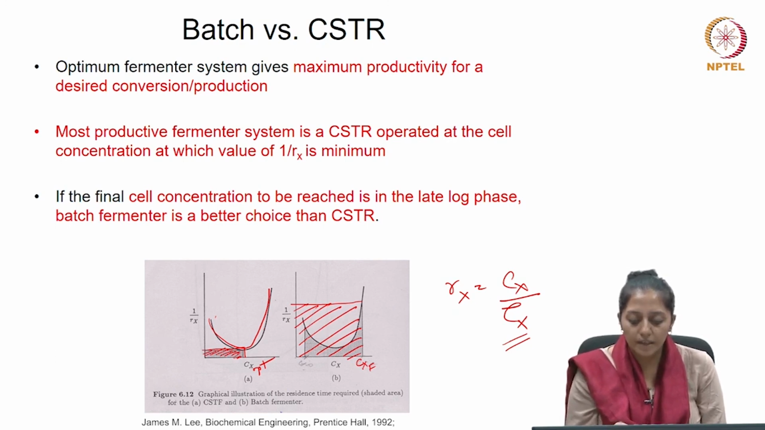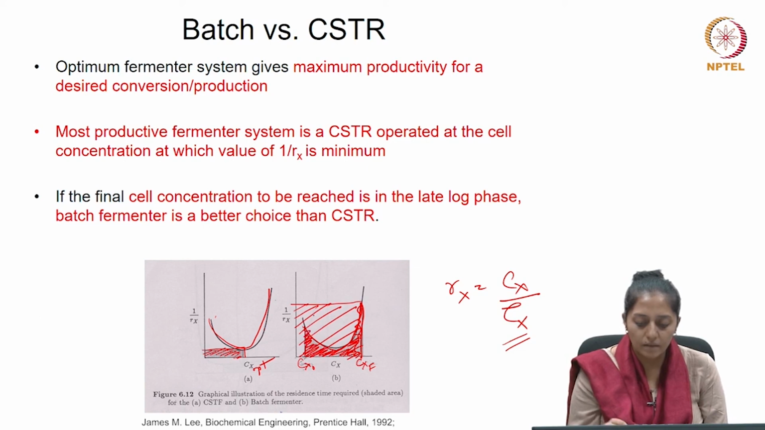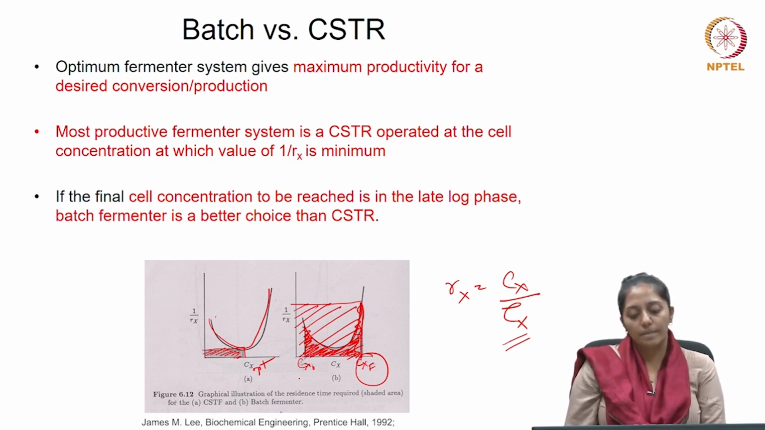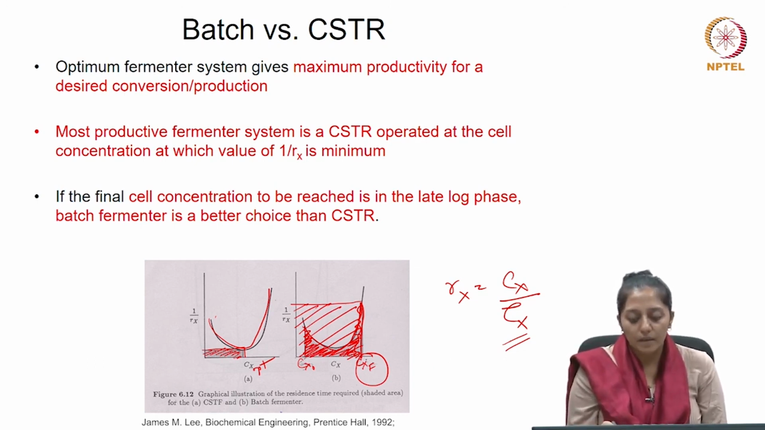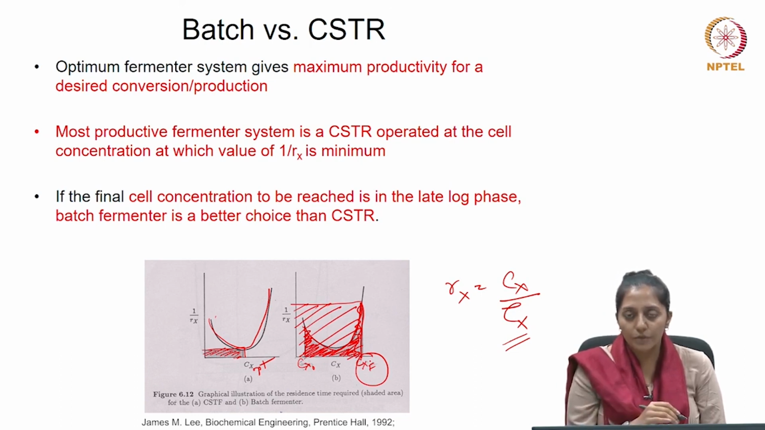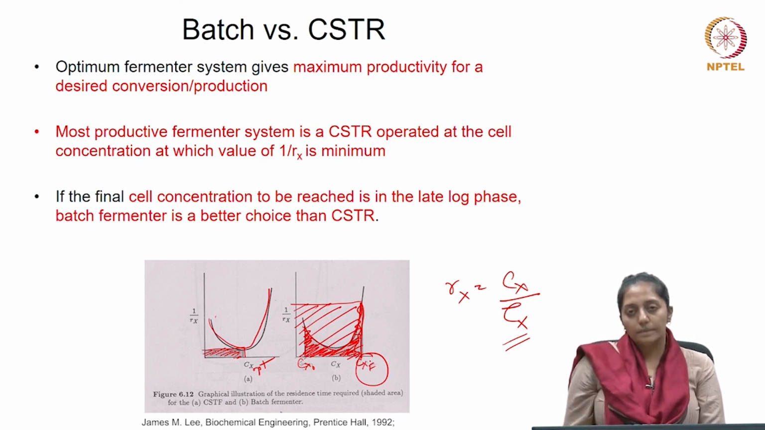Now, otherwise, if you run a batch, let us assume the starter culture concentration is Cx naught here. Then your residence time would be the area under the curve, which is nothing but only this much. So, this area is much less than the area for the CSTR to achieve the same final biomass concentration. So, your productivity, when the biomass concentration desired is towards the end of log phase, is higher when you run a batch fermenter than in a continuous reactor.